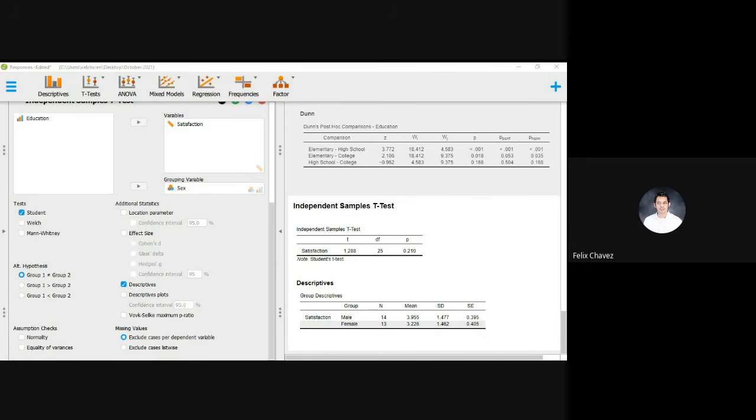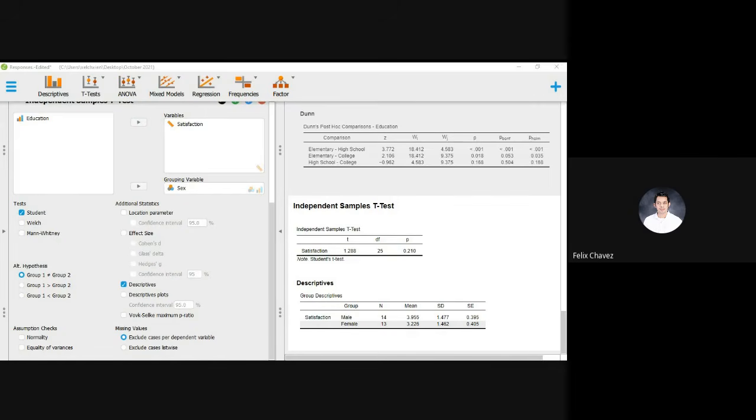Based on our result, the p-value is 0.210, which is above 0.05. This means that there is no significant difference in the level of satisfaction when grouped according to sex. Because the p-value is above 0.05, even if there is a variance, with the male having a 3.95 mean score and the female 3.22, based on the independent sample t-test result, the p-value is above 0.05.